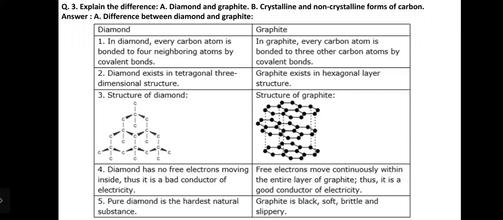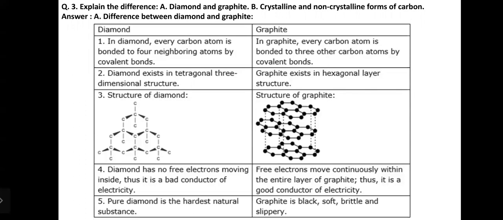Then the fourth difference is that diamond has no free electrons moving inside, because it is a bad conductor of electricity. Since all the atoms are bonded with each other, no free electrons are present in diamond to conduct the electricity. Therefore, diamond is a bad conductor of electricity.